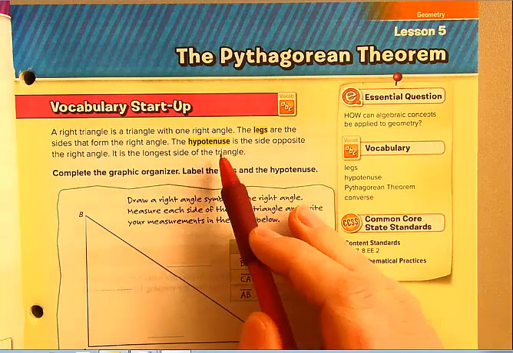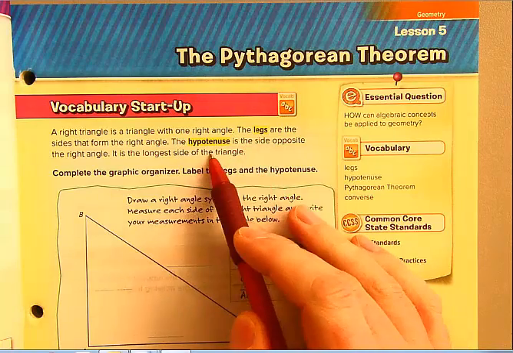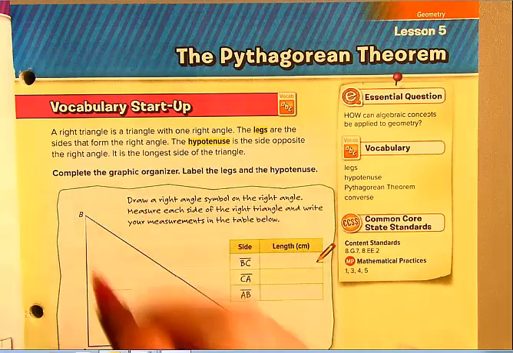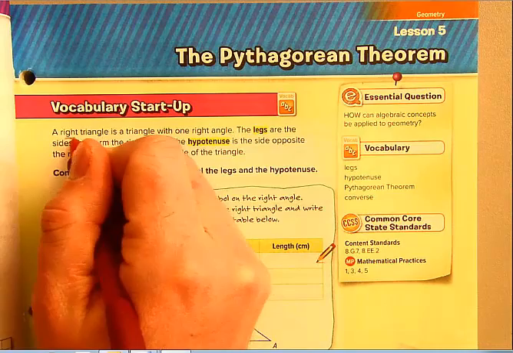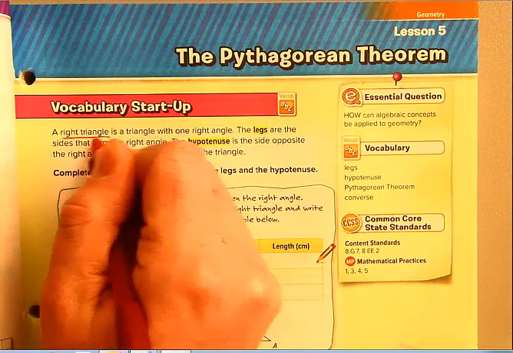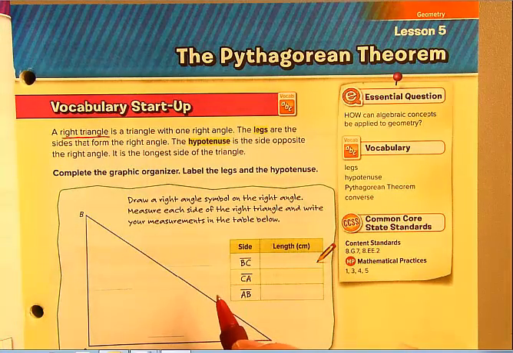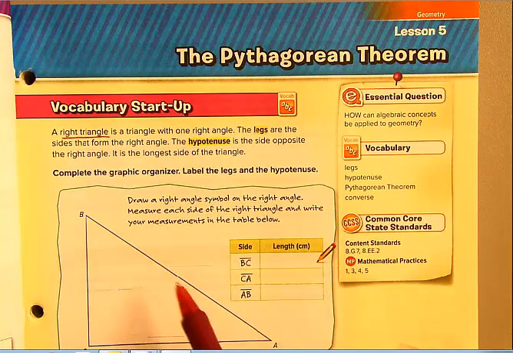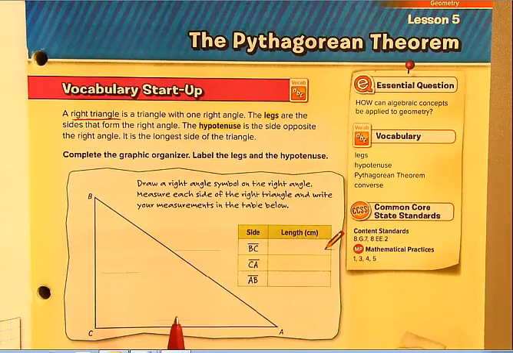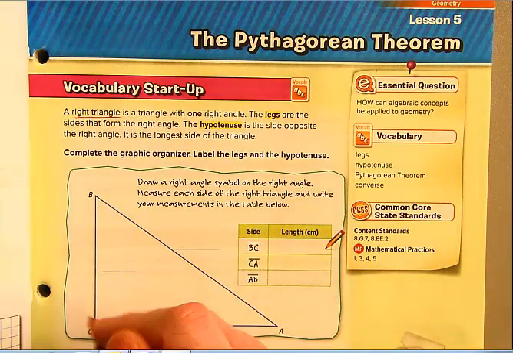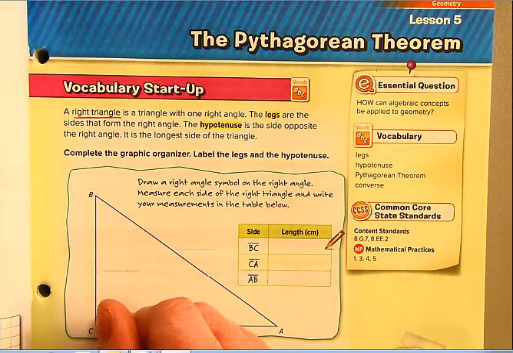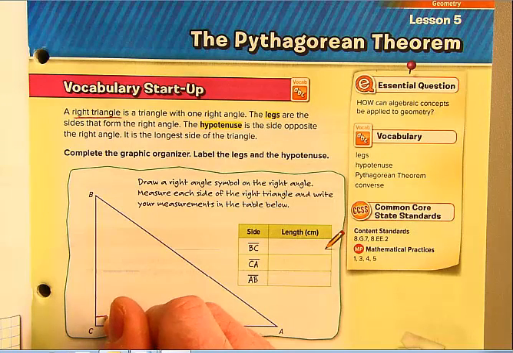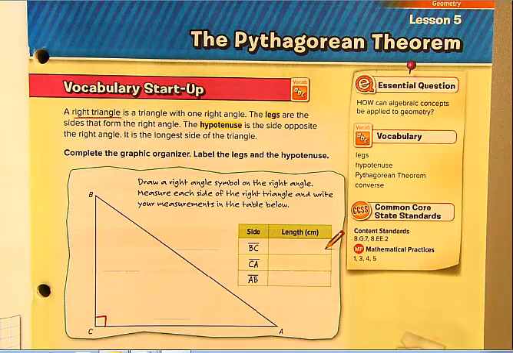So first thing we notice is we come across two different vocab words here. It says a right triangle, and this is important. Pythagorean theorem is not for any triangle. It's only for right triangles. So go ahead and underline that. It's a triangle with one right angle. As you can see from our picture here, this is a right triangle. We know it's a right triangle because this corner here makes a 90-degree angle. That means it's right if it makes 90 degrees, and that box tells us it's 90 degrees, okay?